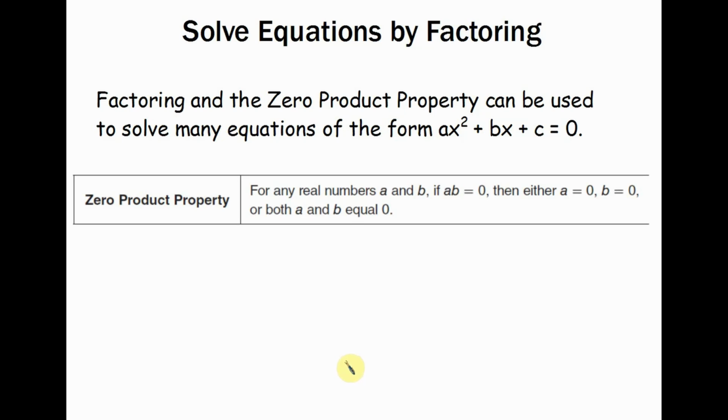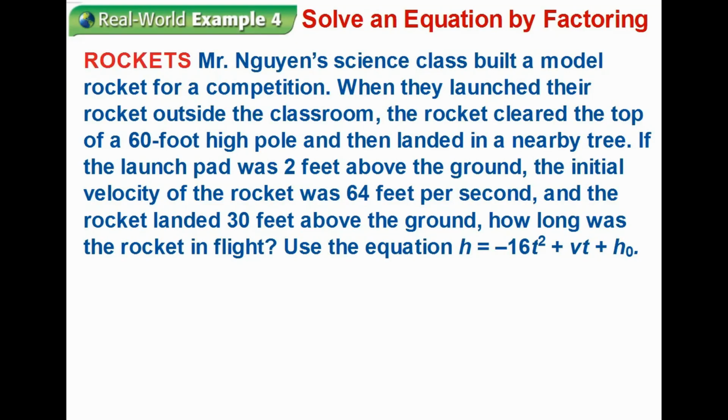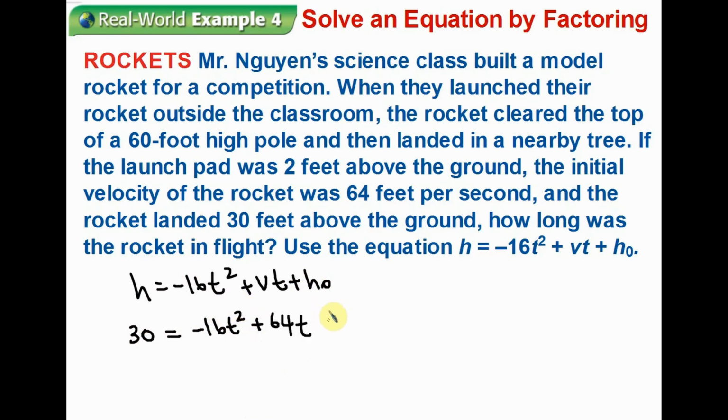Next two slides, we'll be using factoring and the zero product property to solve an equation in real life. For this real-world example number 4, please pause this video for a second and read the problem. Here, we use the equation h equals negative 16t squared plus vt plus h0. They are telling you some numbers that you could plug in. The first information is that h is equal to 30. You do not know how much time it took. However, you know the velocity is equal to 64 feet per second, and t stays the same. While the initial height was 2 feet above the ground, you can put 2 for h0.